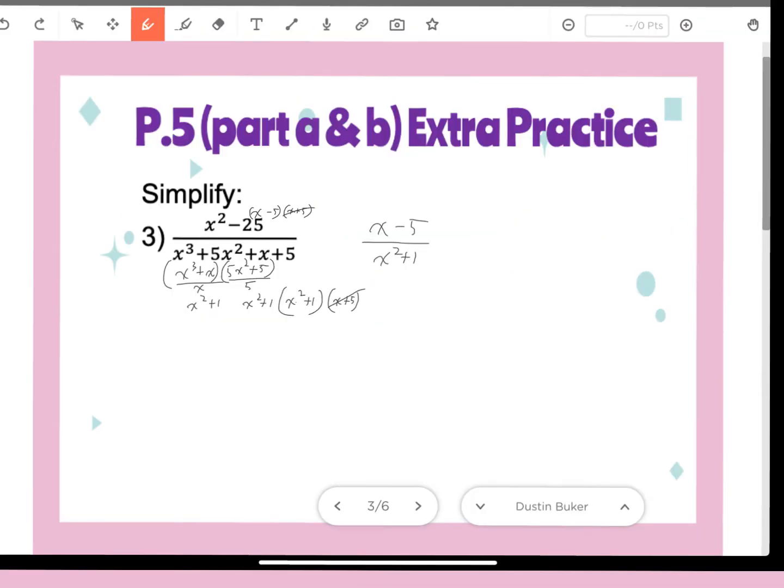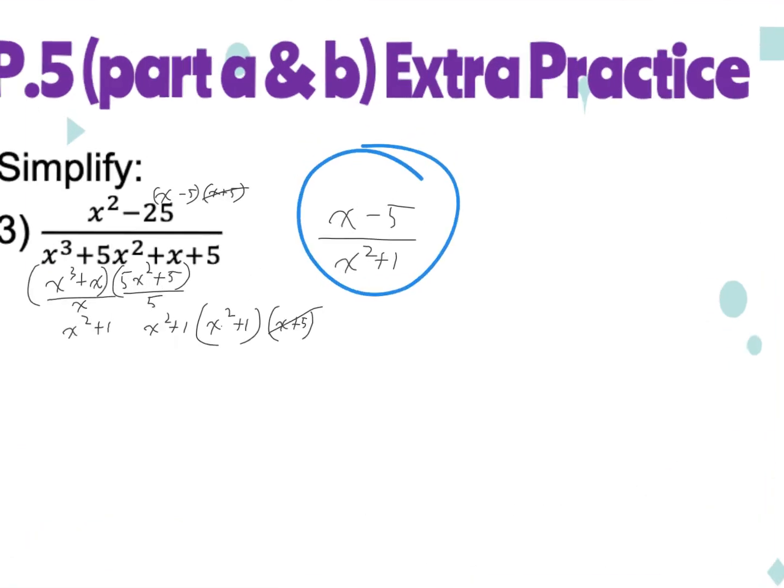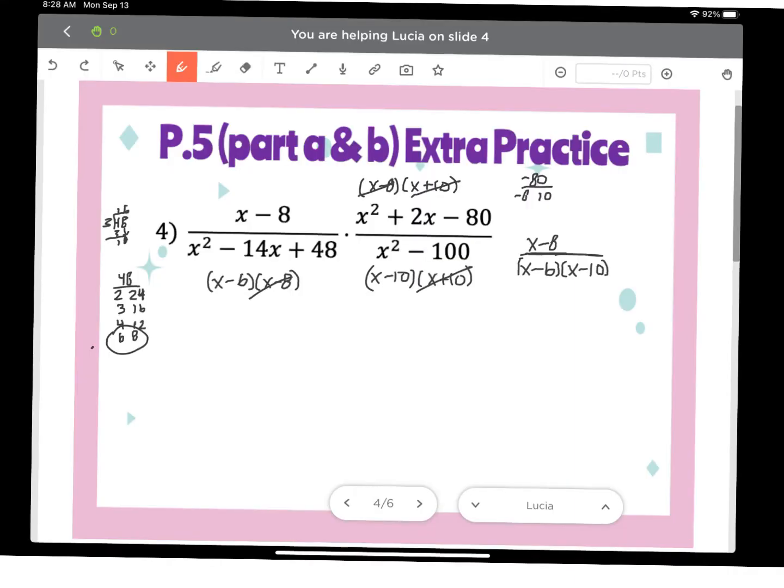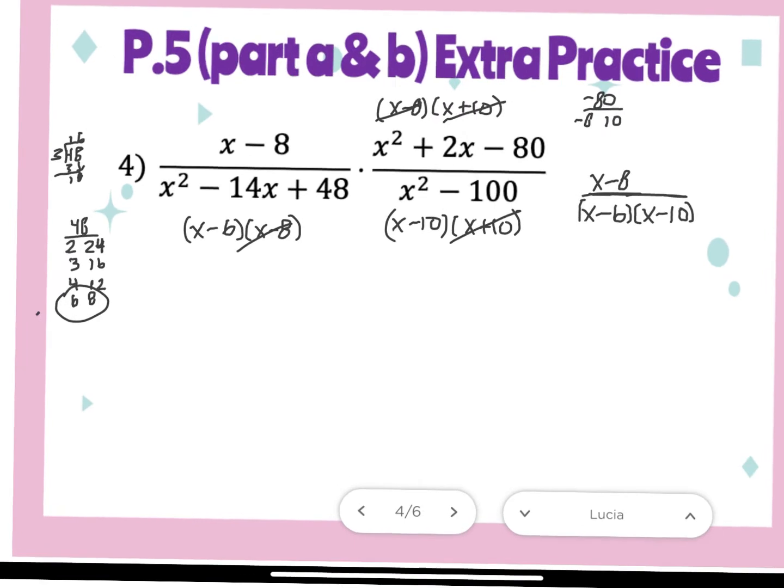Okay, next came difference of 2 squares in the top and then factor by grouping in the bottom. You should have gotten x minus 5 and then x squared plus 1. Next came your multiplication. So on the top left, I can't change anything there yet. I can't cross anything out. I've got to factor the rest.